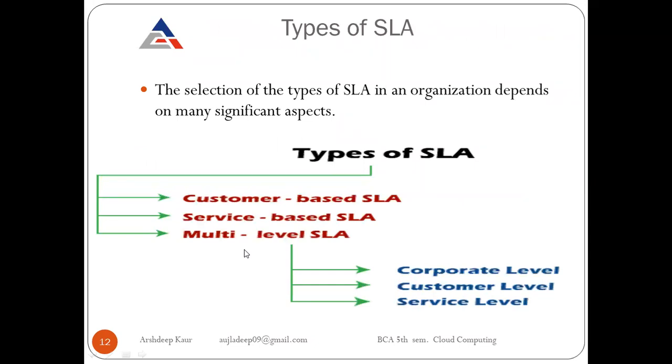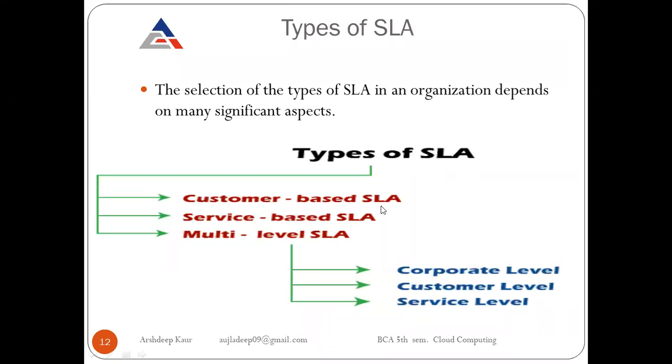Next heading is types of SLA. Types of SLA means types of service level agreement. We have three types of service level agreement. First is customer based SLA. Second is service based SLA. And the last is multi-level SLA. So three types of SLA.